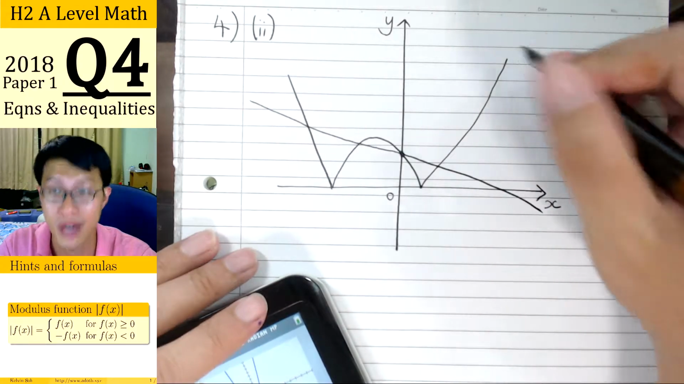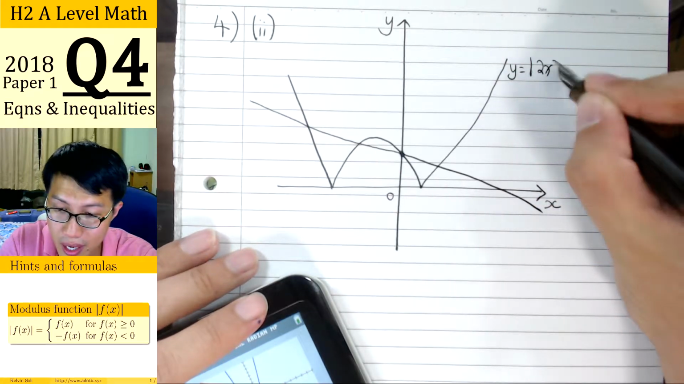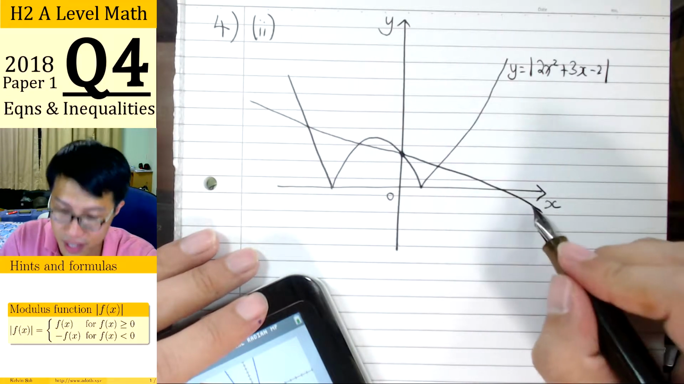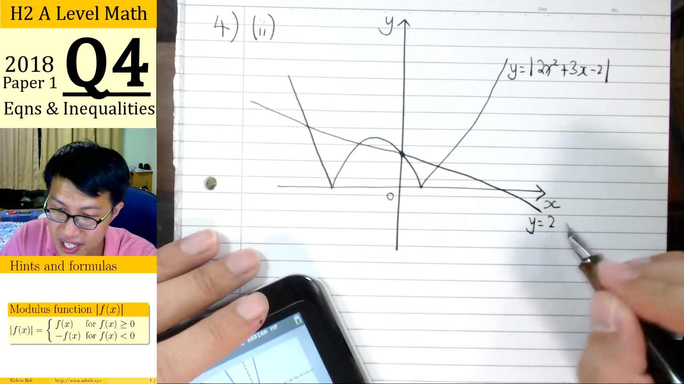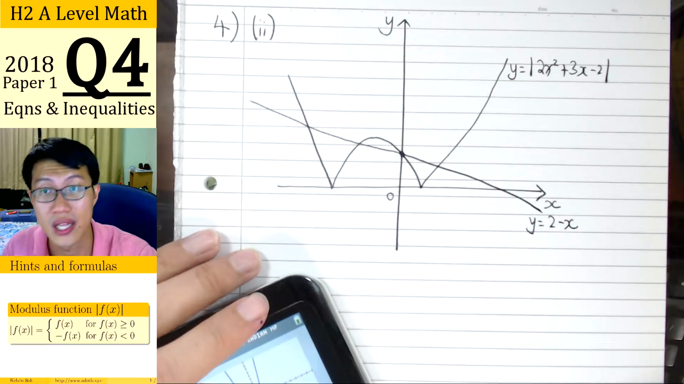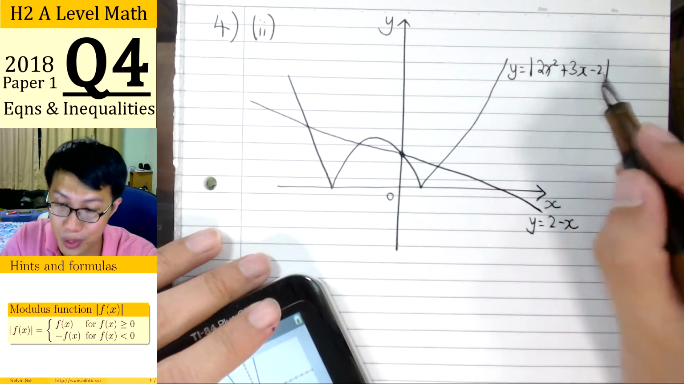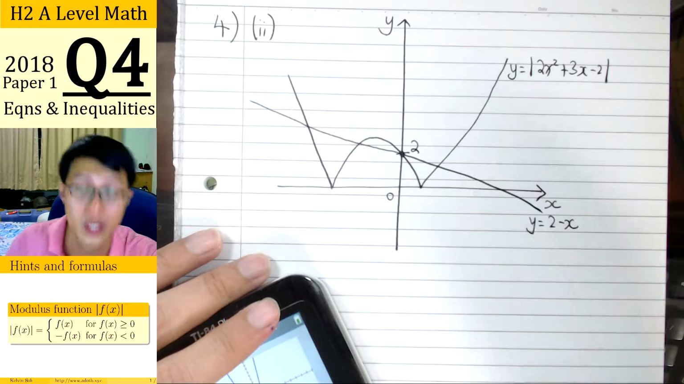So let's label the graphs. This graph is y equals to modulus of 2x squared plus 3x minus 2. And this straight line over here, it's given by y equals to 2 minus x. Okay, so let's label a few more things. We can label the y-intercept when x equals 0. If we substitute either one, we will get the value 2. So at this point, the y value is 2.